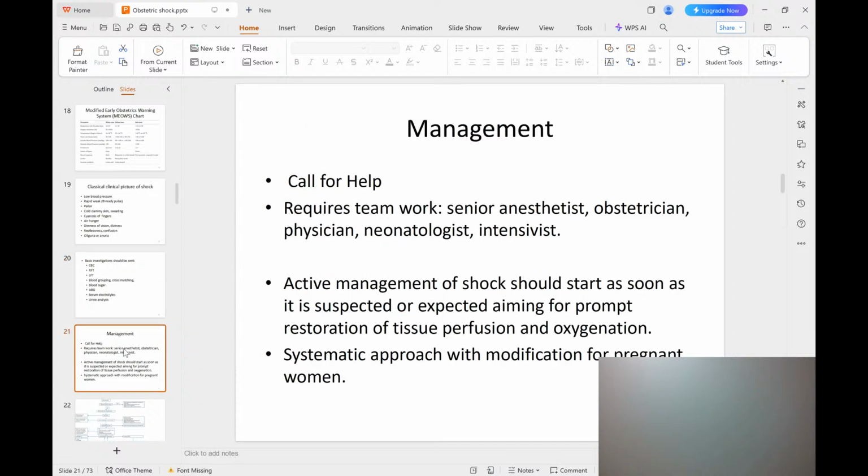So management is, call for help. It requires teamwork which involves the senior anesthetist, obstetrician, physician, neonatologist, and intensivist. And active management should start as soon as there is suspicion, because we aim to restore tissue perfusion and oxygenation as soon as possible, using a systematic approach with modification for pregnant women.